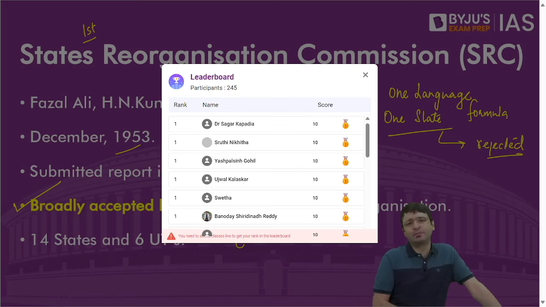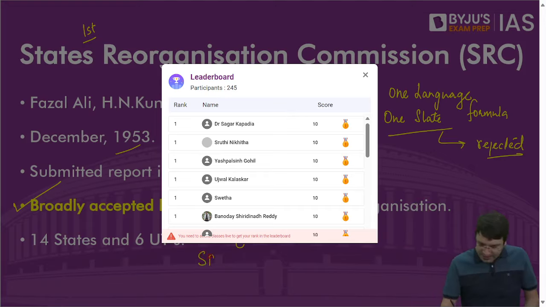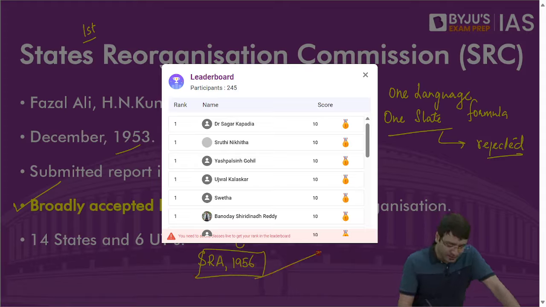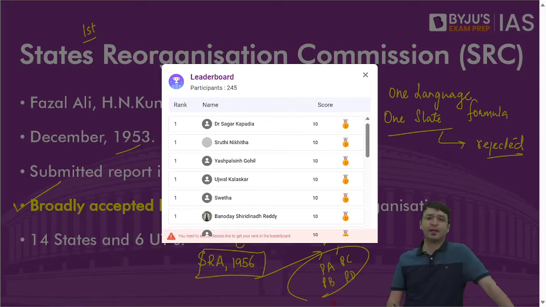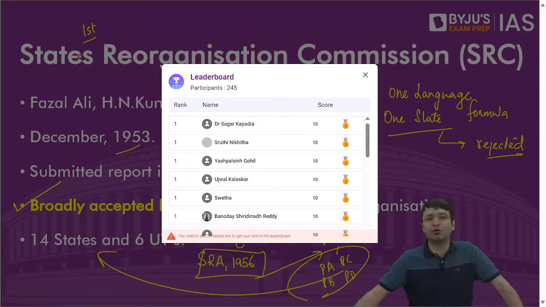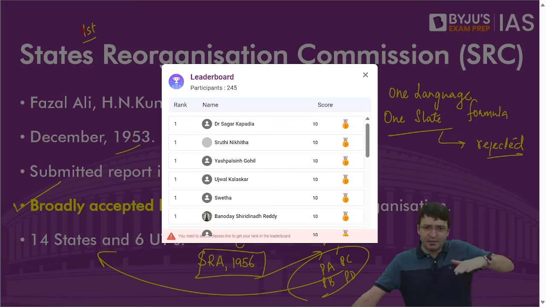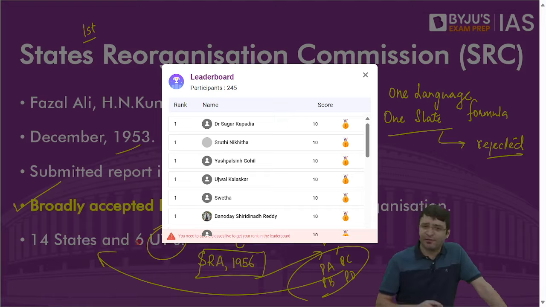Some of the recommendations were accepted, some were not. Ultimately, in 1956, a law was passed known as the States Reorganization Act. This Act deleted the Part A, Part B, Part C, Part D provisions and instead created 14 states and 6 union territories. That's how the States Reorganization Act was passed in 1956. Part A, B, C, D, which were in existence at that time, were done away with. Now we had 14 states and 6 union territories. What are these union territories? Why were these union territories created? Should we continue with them? We will discuss that separately in a chapter called Union Territories.